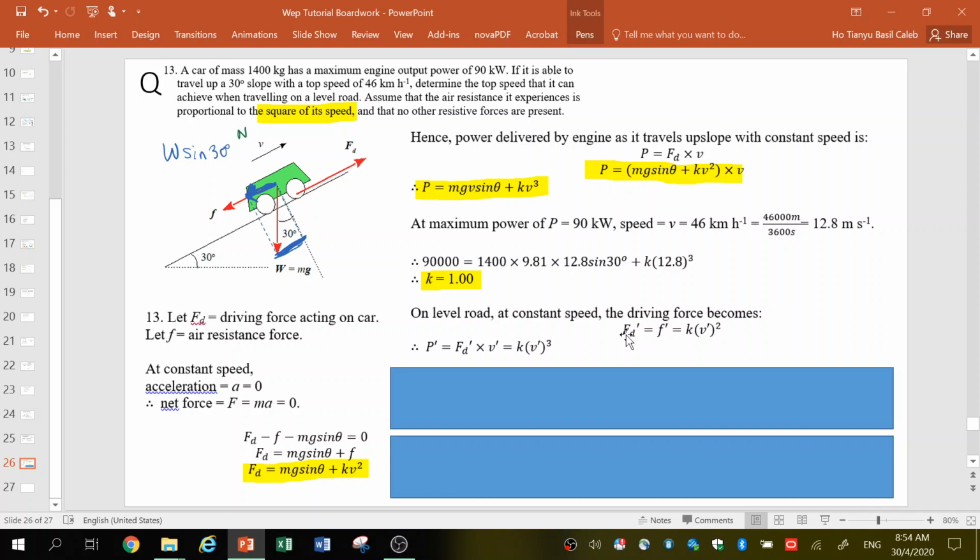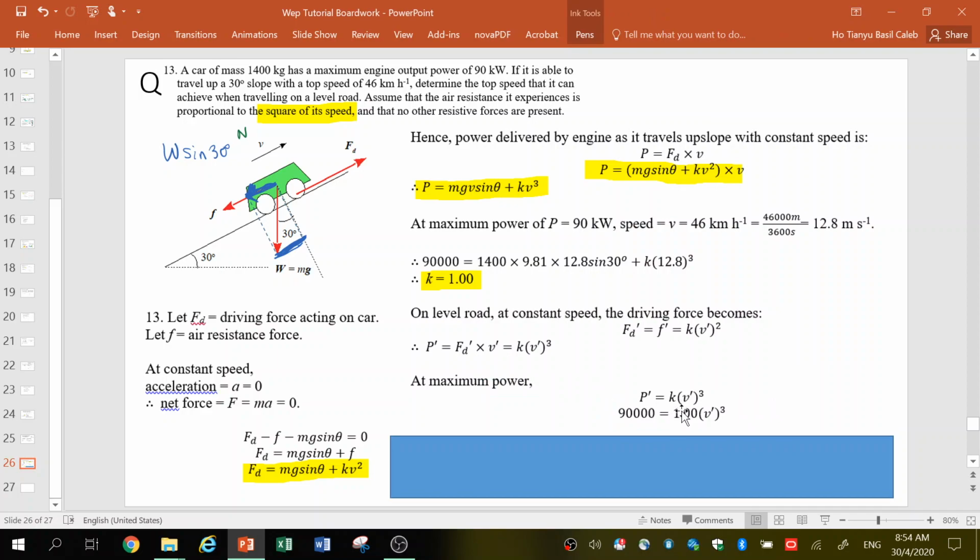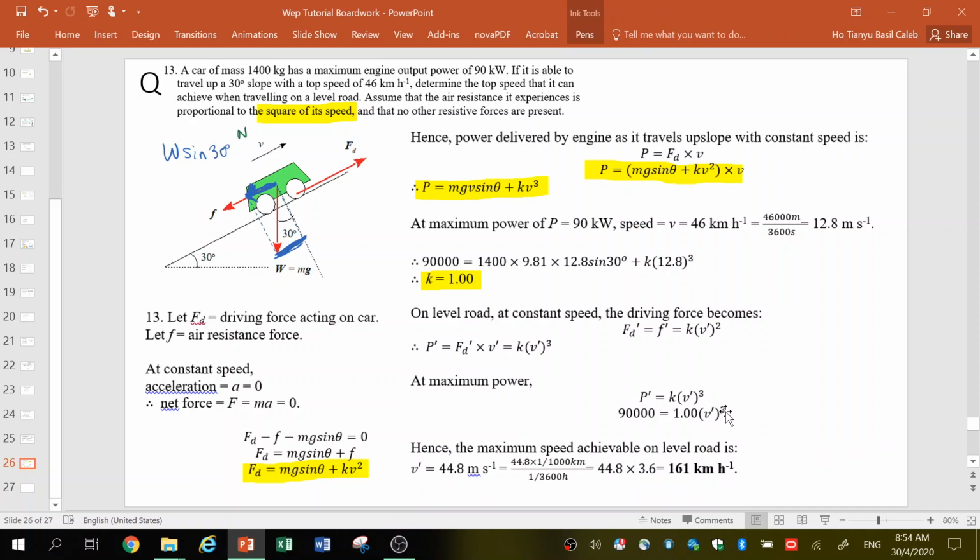So you can then rewrite this equation as this, because on a level road, k is the same value, but now the component mg sin θ becomes 0. Then you get driving force equals k v squared. Power is driving force times v, so it's k v cubed. Since k equals 1, you can find the value of v quite directly. You find that it's 44.8 meters per second. But if you write it in kilometers per hour, because the question is given in kilometers per hour, you get 161 kilometers per hour.